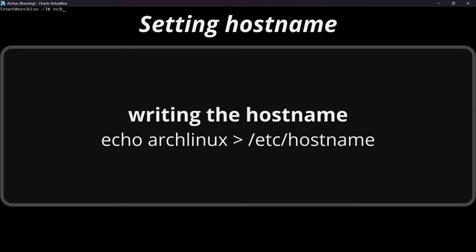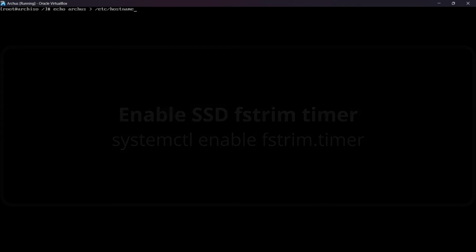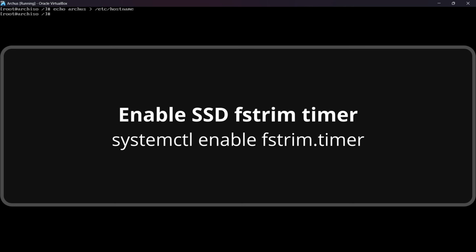Now we're going to set the host name and enable the systemd timer with echo archlinux. In our case, it's archus, but you can call it whatever you want. Right arrow to override /etc/hostname and systemctl enable the timer.